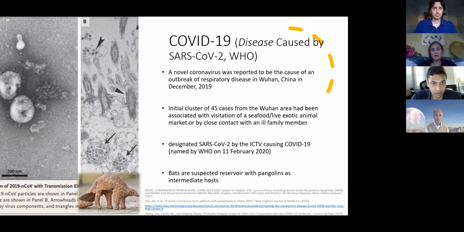Now, this SARS virus probably came from a pangolin, which are these really cute animals that sort of look like an armadillo. They are indigenous in Asia, and they're hunted for their scales. And we think the original outbreak occurred in Wuhan because of the seafood and live exotic animal markets.